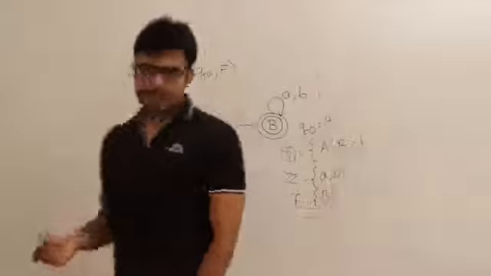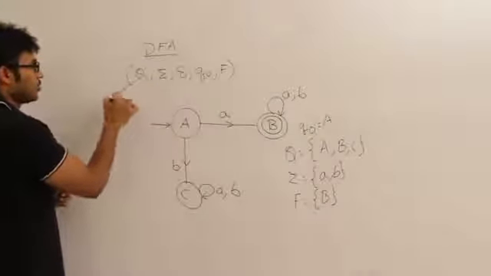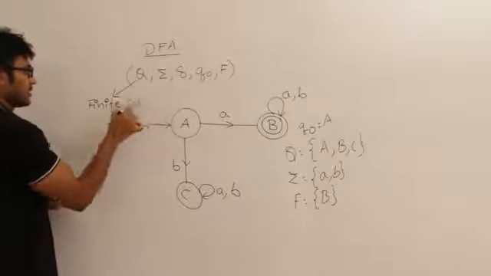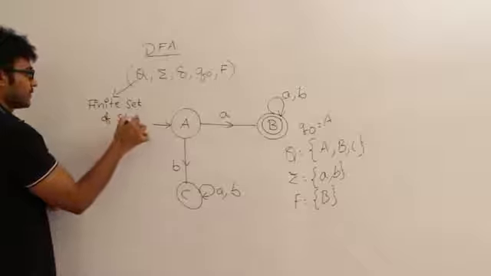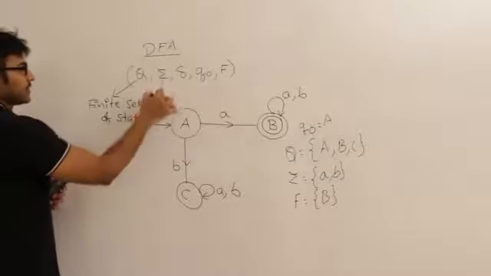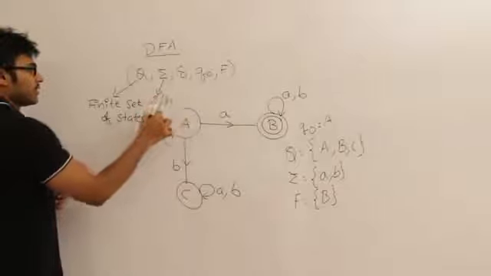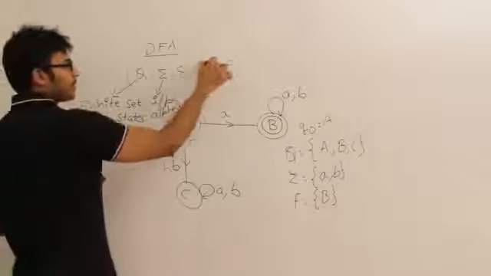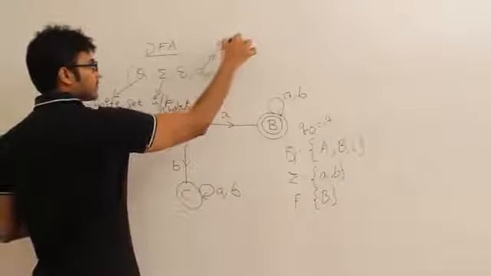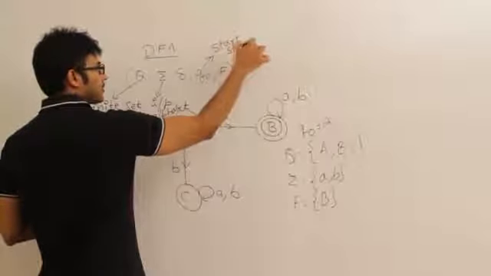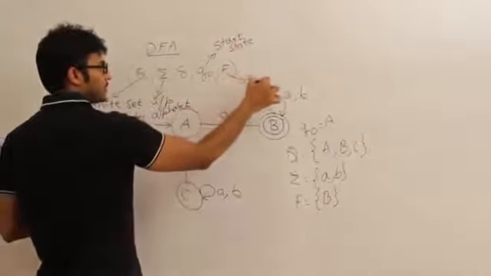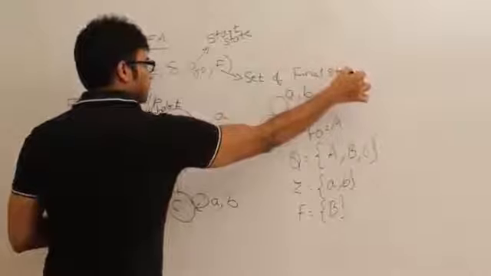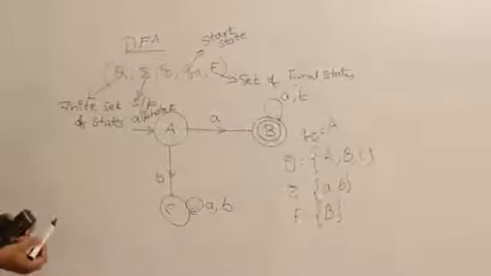So let's write what they are. Q is a finite set of states. Sigma is the input alphabet. Q naught is the start state. F is the set of final states.